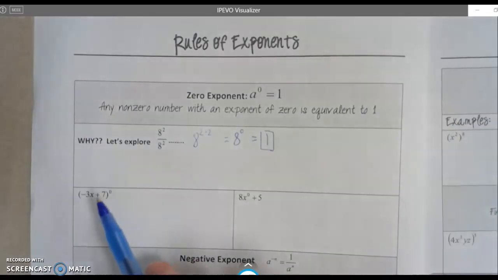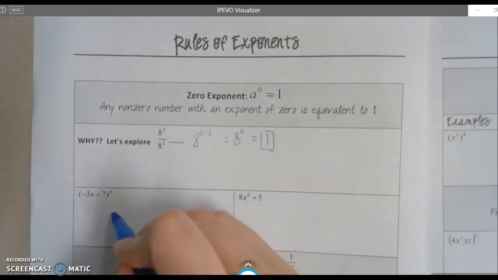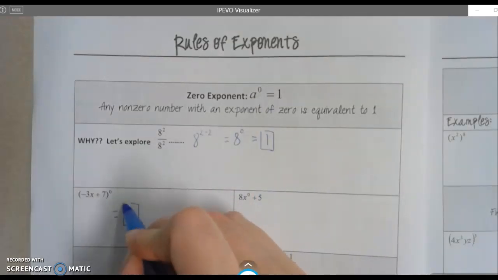So, when you look at this quantity inside parentheses raised to the 0th power, think of your zero exponent rule, which is a shortcut. We know it's automatically going to equal the number 1.